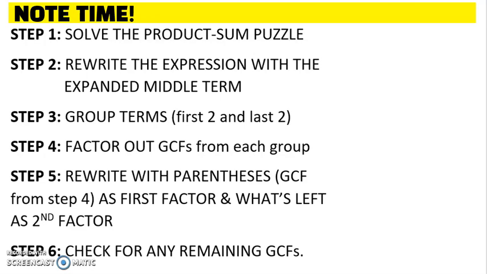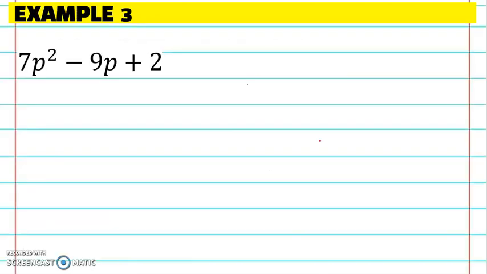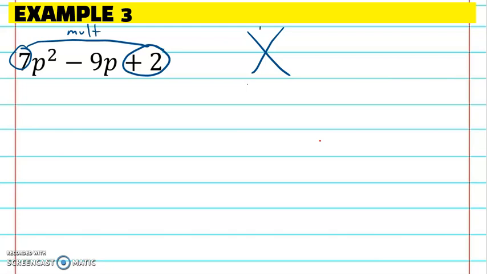Okay, here we go. 7p squared minus 9p plus 2. All right, so first we want to product sum it so that we can split the middle term. So 7 times 2, multiply the ends, so 14. The middle term is our sum, negative 9. So I need the two numbers that multiply to 14 but add to negative 9. If you need the tree, go for it.